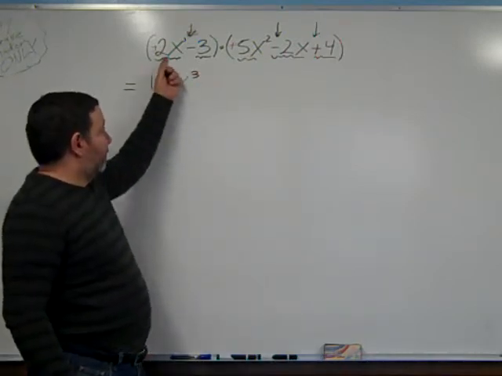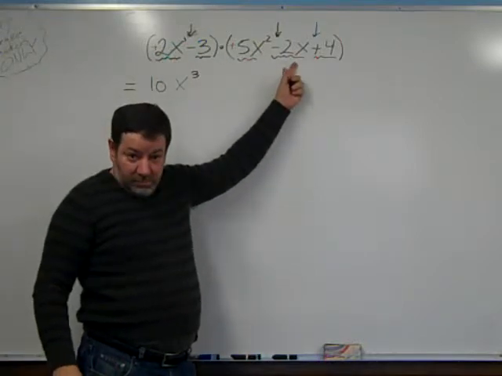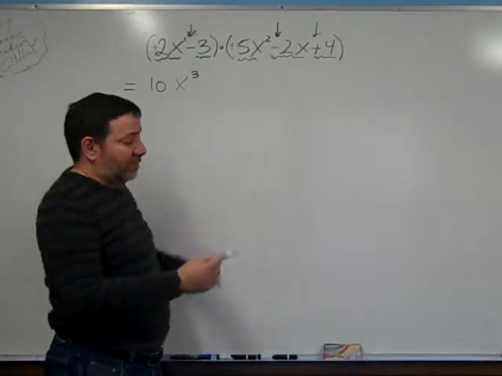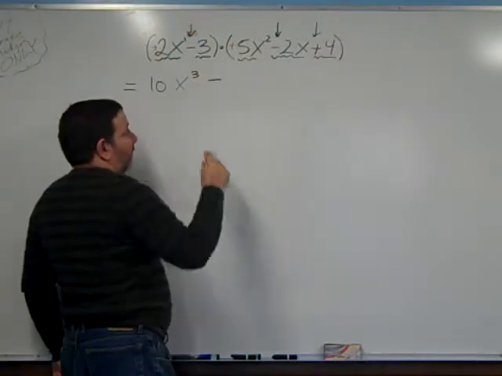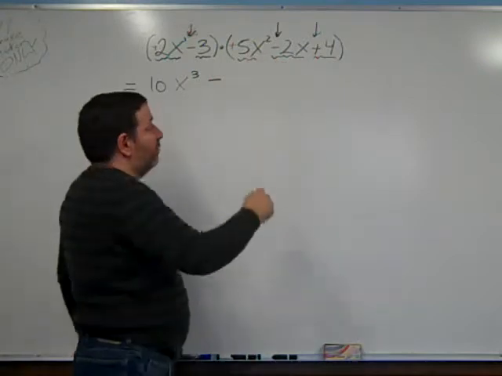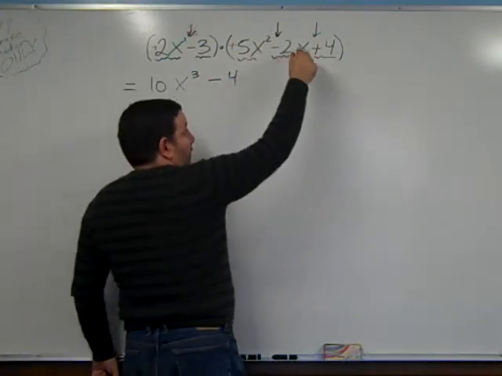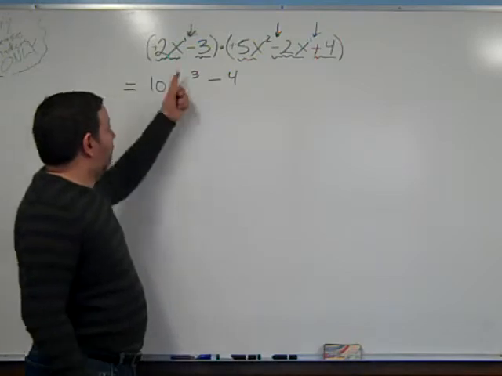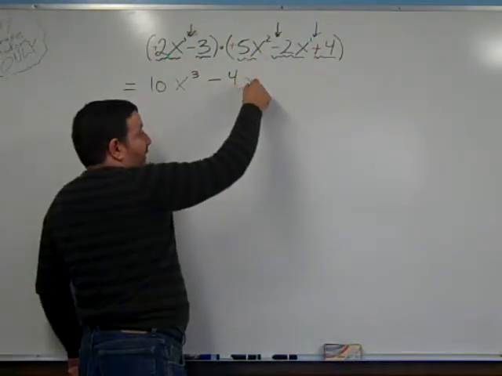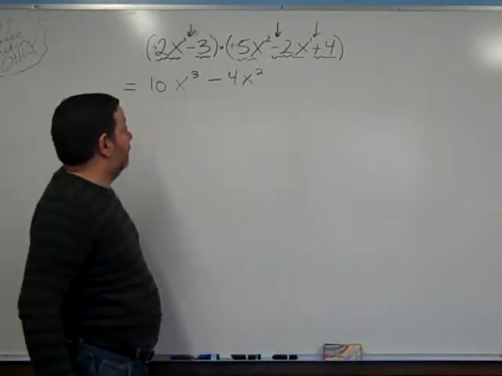Now we'll do the first term multiplied by the second term. A positive times a negative is a negative. 2 times 2 is 4. There's an understood 1 here. 1 plus 1 is 2. That gives us 4x squared.